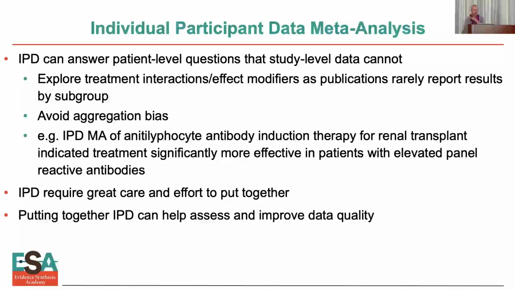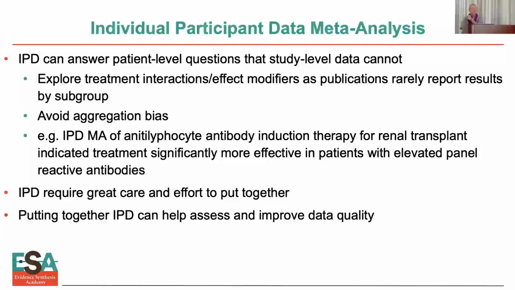As an example, a while ago I worked on a problem where we're looking at a therapy for people who got kidney transplants, and it indicated that the treatment, namely the transplant, was significantly more effective in patients with elevated panel-reactive antibodies, a certain type of biomarker. So if they had this particular biomarker, then they were going to be much more receptive to the transplant. It was going to go much better, right? So this would be an instance where the individual participant meta-analysis actually explains some of the heterogeneity.